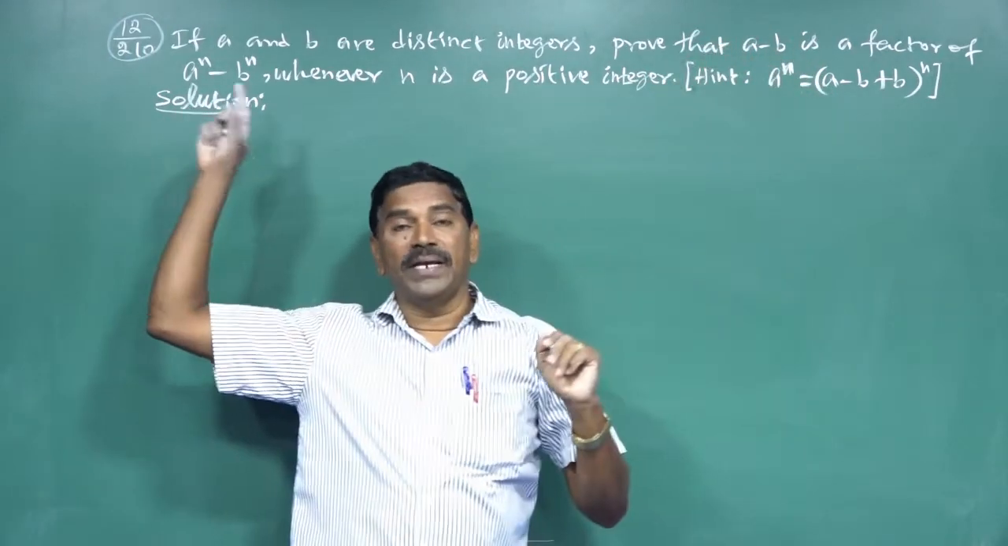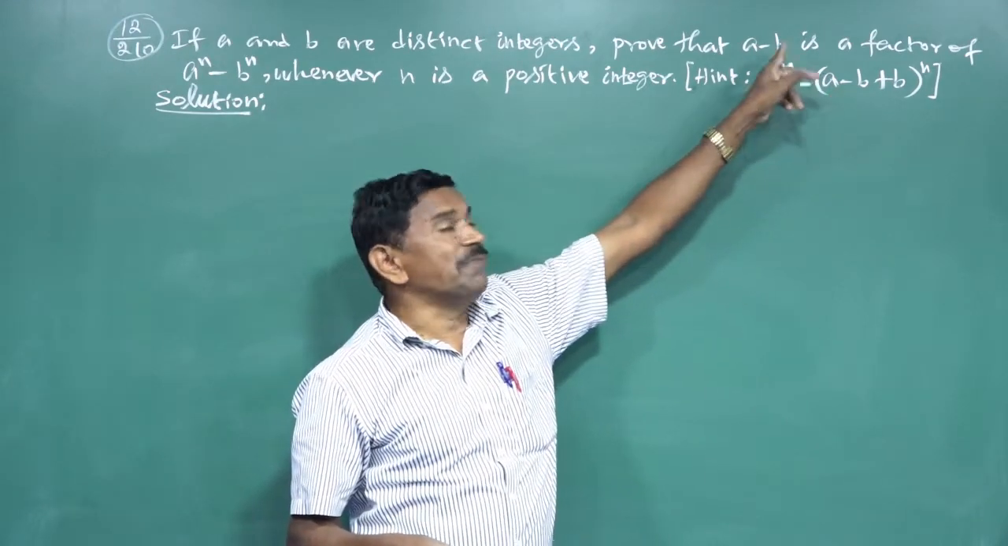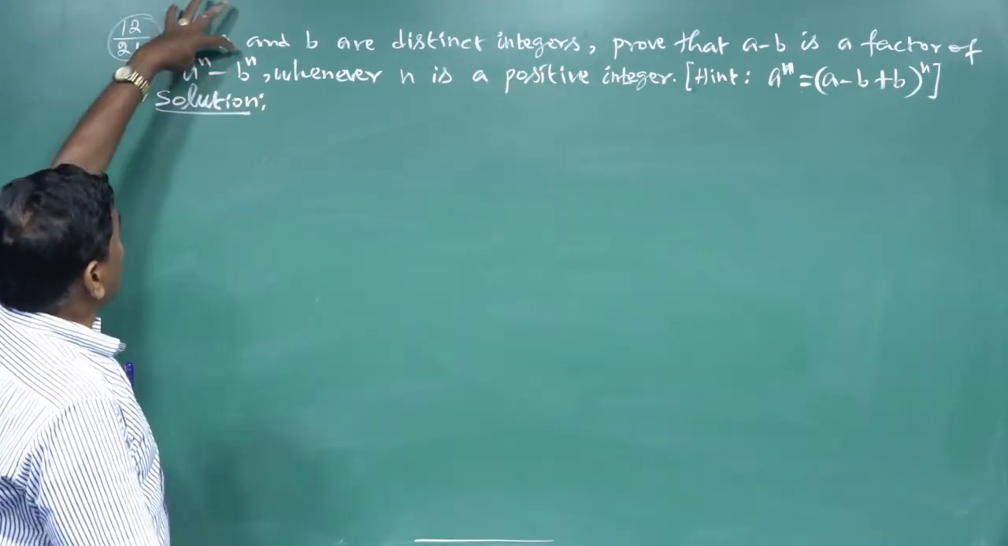Therefore, a power n minus b power n is divisible by a minus b. That is, a minus b is a factor of a power n minus b power n. So that is a technique. Okay, now take your given question.